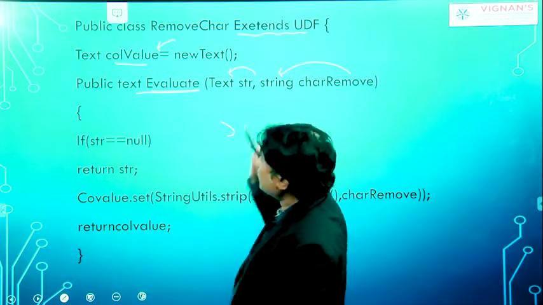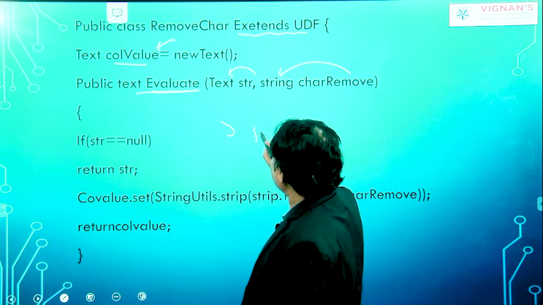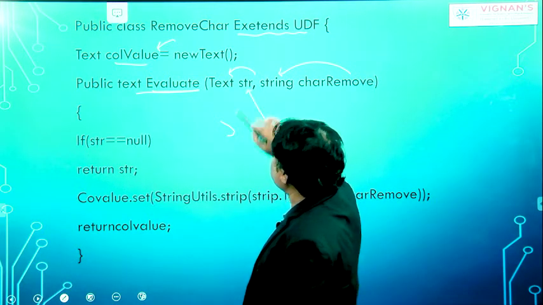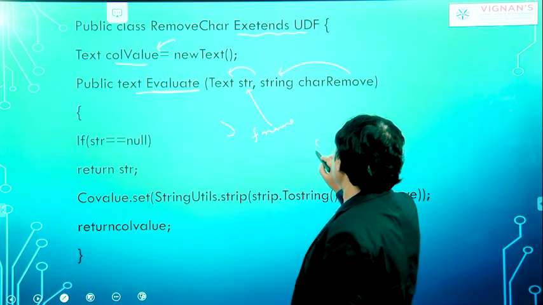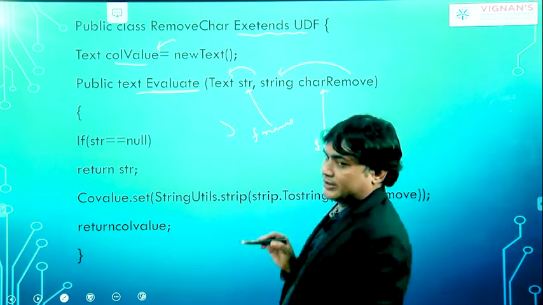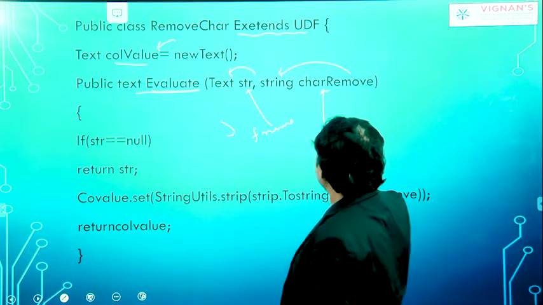So what this method will do is accept, suppose I am giving first name. The first name will be assigned here as the text to this string, and what character am I going to remove? I want to remove $. So the $ will be assigned to this argument. So we have two arguments. I am going to assign first name to this one and $ to this one.